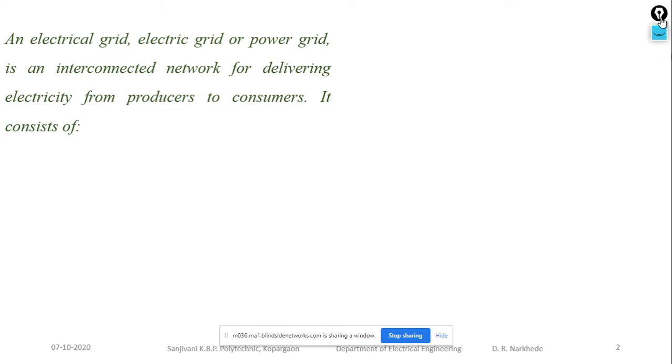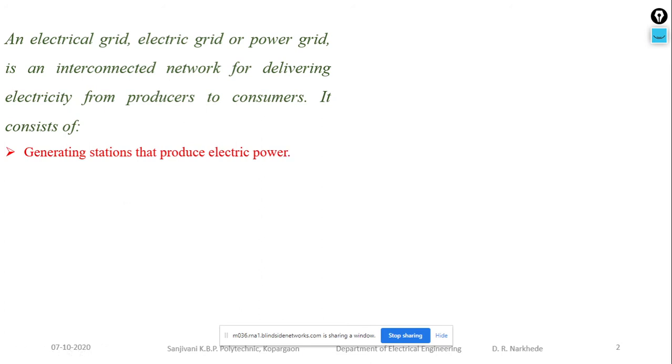So basically, an electrical grid or a power grid is an interconnected network for delivering electricity from producer to consumer. In the grid, we connect a number of power plants together so that they provide electricity to the consumers. That means the producer, the power plant owner, supplies the electricity to the consumers. So my electrical grid consists of generating stations that produce electric power.